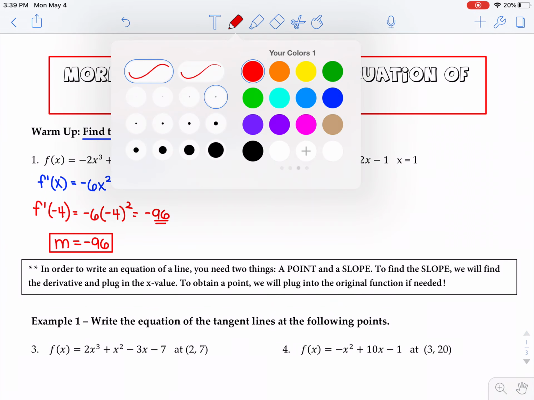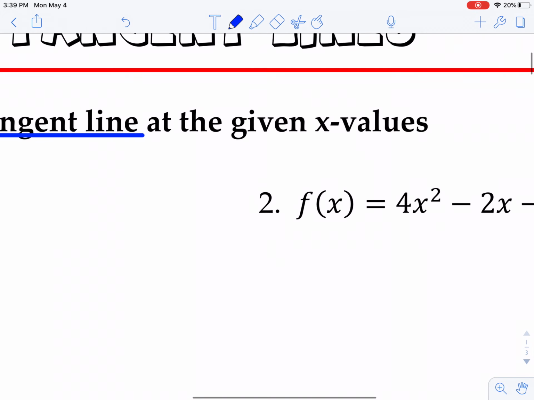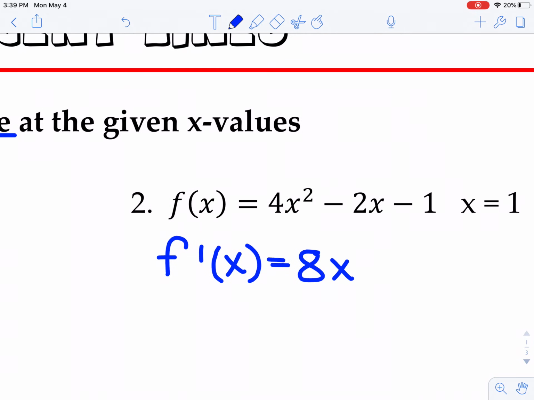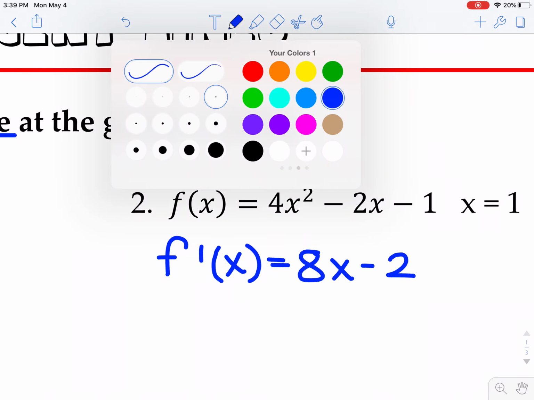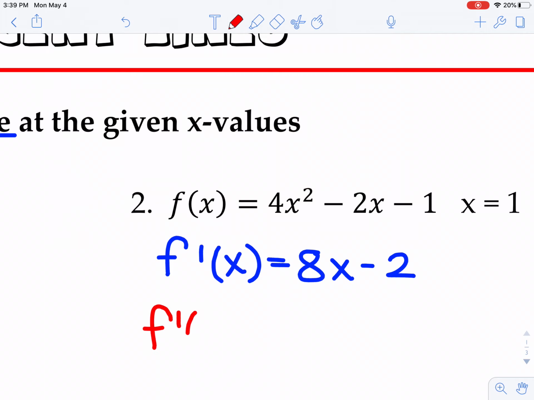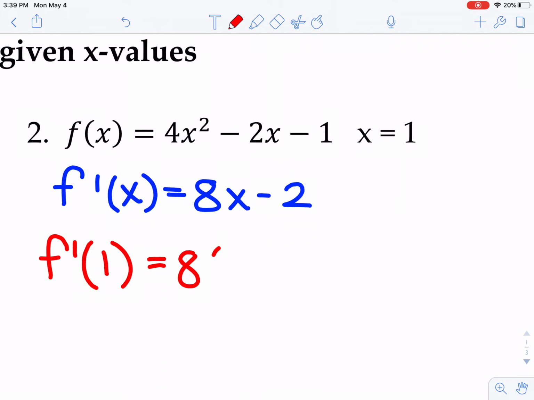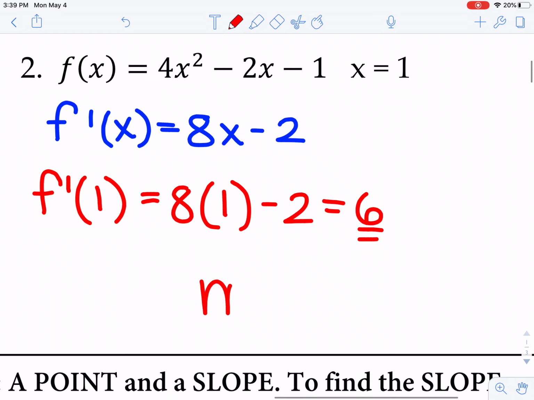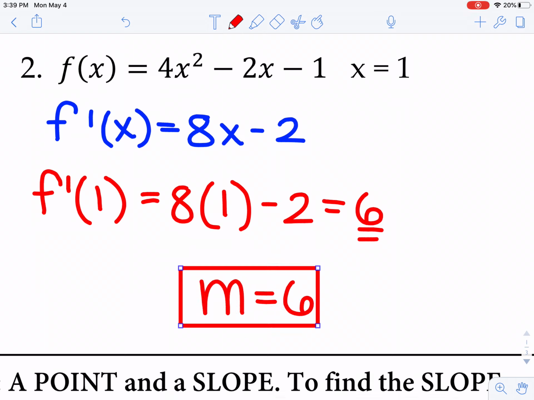And one more, you can do this one. I'm going to do it a little bit faster, a little less explaining, a little more math. My derivative is going to be 8x minus 2, plugging in the point. F prime of 1 is going to be 8 times 1, which is 8, minus 2 is 6, and that's my answer. So the slope of the tangent at x equals 1 is 6.